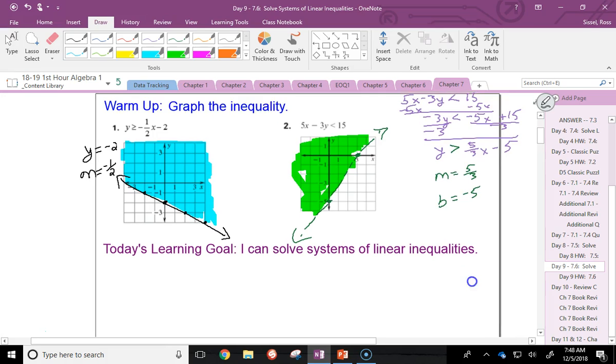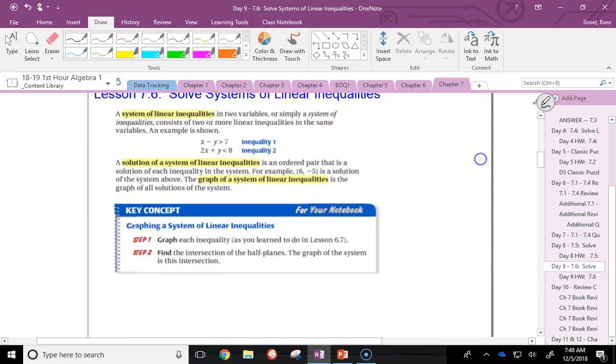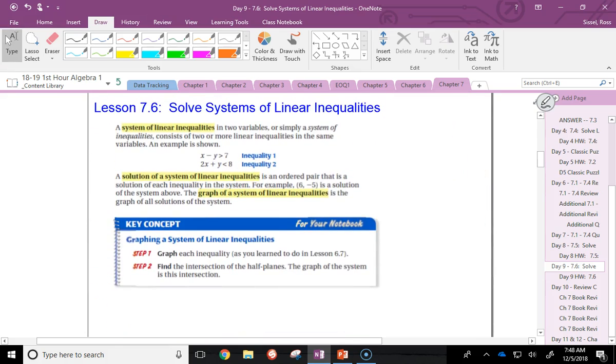All right. So today's learning goal is I will solve systems of linear inequalities. If we look at the information, it says a system of linear inequalities in two variables, or simply a system of inequalities, consists of two or more linear inequalities in the same variables. So our example shows x minus y is greater than 7, 2x plus y is less than 8. Those are together, just like we've been doing with systems of linear equations.